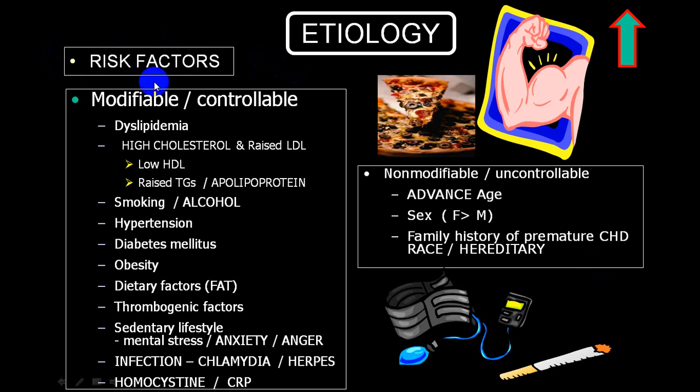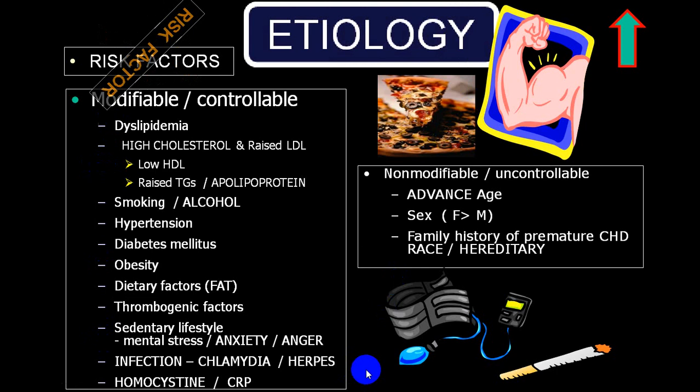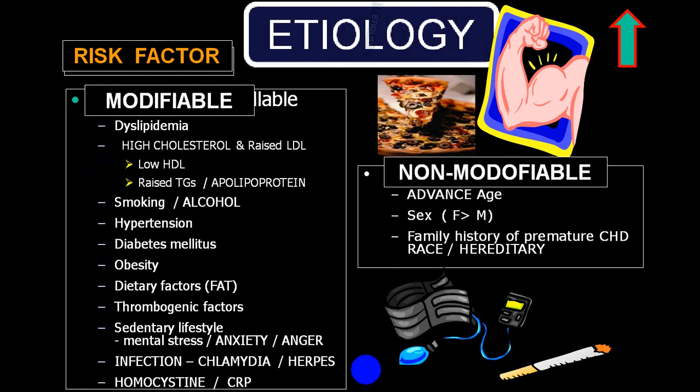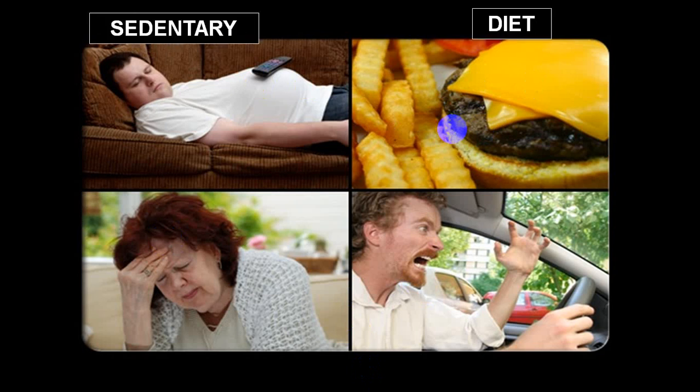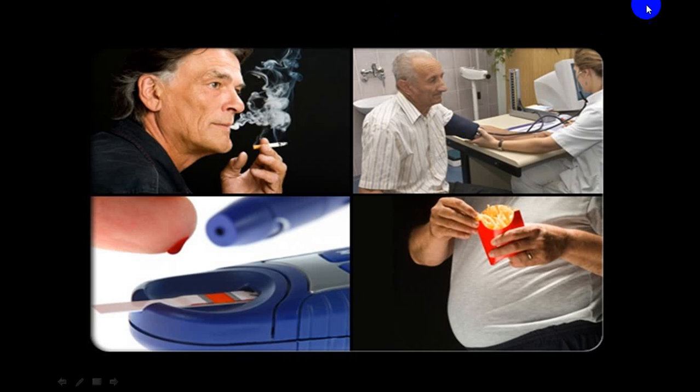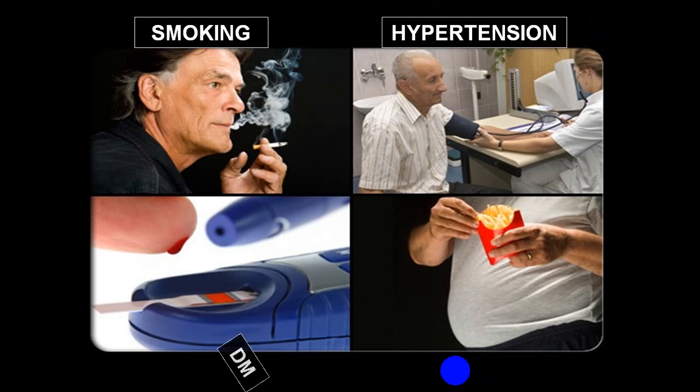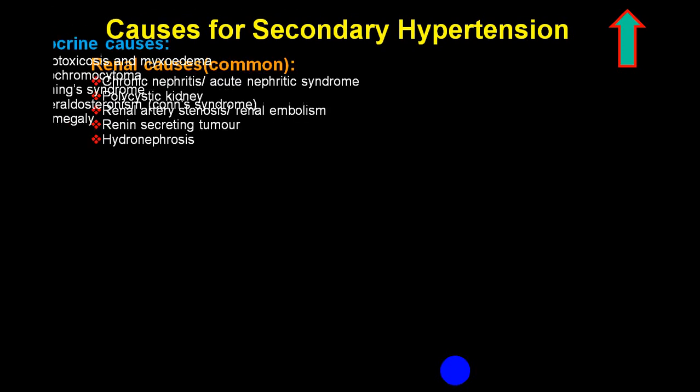Among the idiopathic group, the risk factors are modifiable, or what we call controllable, risk factors. This is a big list. You should try to go through all this list. Non-modifiable ones are like age, sex, family history, race, heredity, etc. I'm not going into detail regarding this. At your leisure time, you can go through that. We call these risk factors for atherosclerosis. Modifiable and non-modifiable. Most common are obesity, anxiety, anger, your food habits. So sedentary lifestyle, diet, anxiety, stress, anger, smoking, diabetes, hypertension, obesity. All these are risk factors.